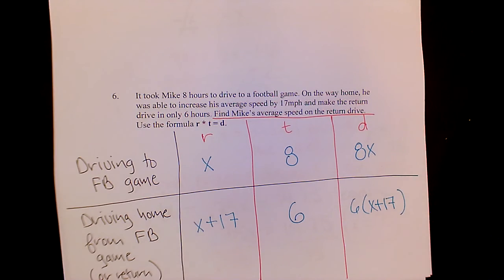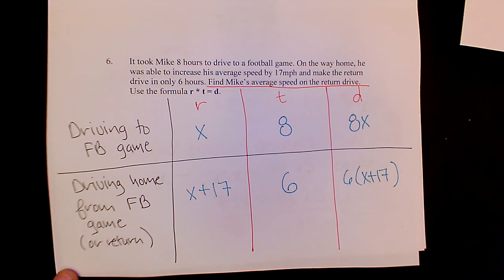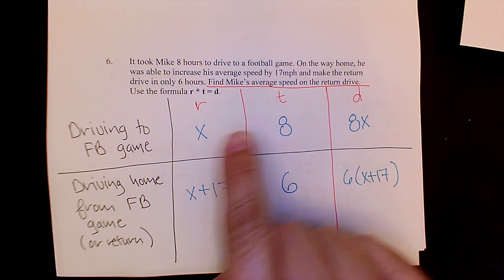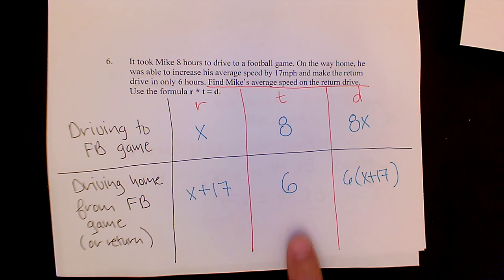Okay, welcome back. Here's my table for number 6. If you want to look at that and see what I wrote down, we're talking about driving to a football game and returning home from the football game. As I read the problem, I know it took him 8 hours to drive to the football game. That's T, my time. And I know on the return drive, he only took 6 hours. So that's the time for the return.